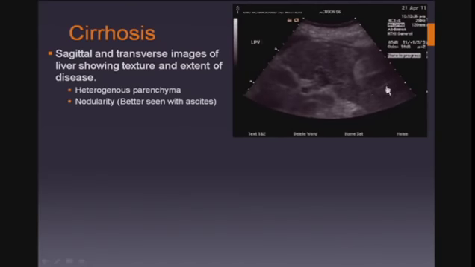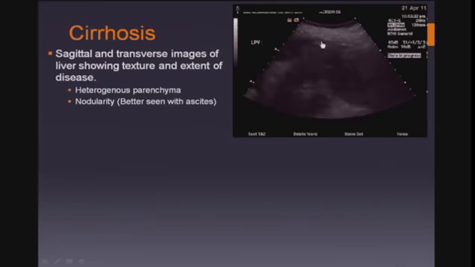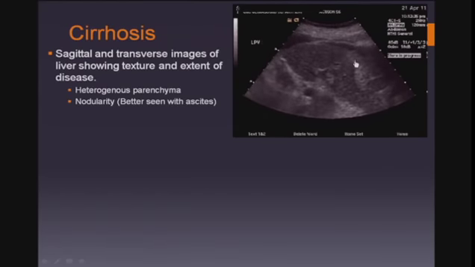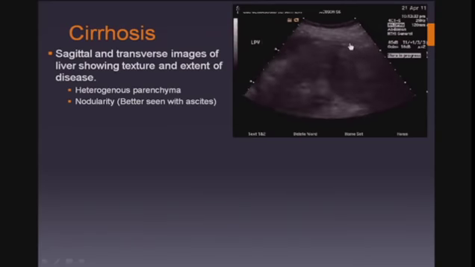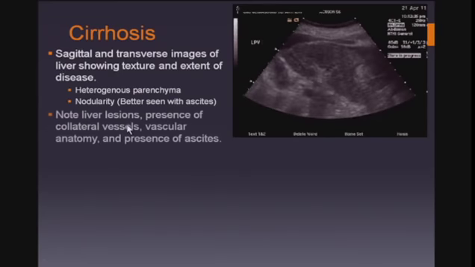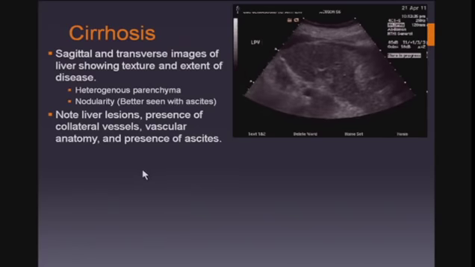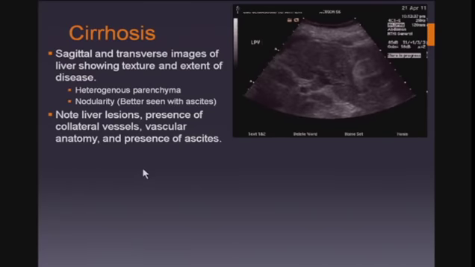On the right is a grayscale image of a cirrhotic liver. The liver here shows a very nodular contour and a heterogeneous echo pattern. The nodularity of cirrhosis is better seen when there is ascites. So this patient has ascites, and the nodular appearance of the liver is clearly seen here. One should look for liver lesions, the presence of collateral vessels, vascular anatomy, and the presence of ascites.